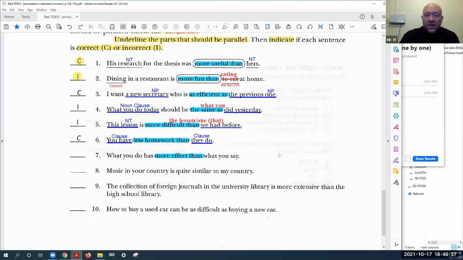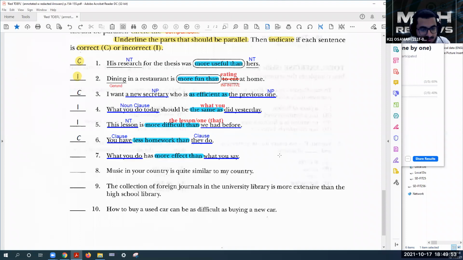Good. Now the first, yes, structure. We have the same structure. Klaus, now. Give me the first structure. What you do. All right. Second. What you say. And what are they? What is it called? Noun clause. That's right. Noun clauses.